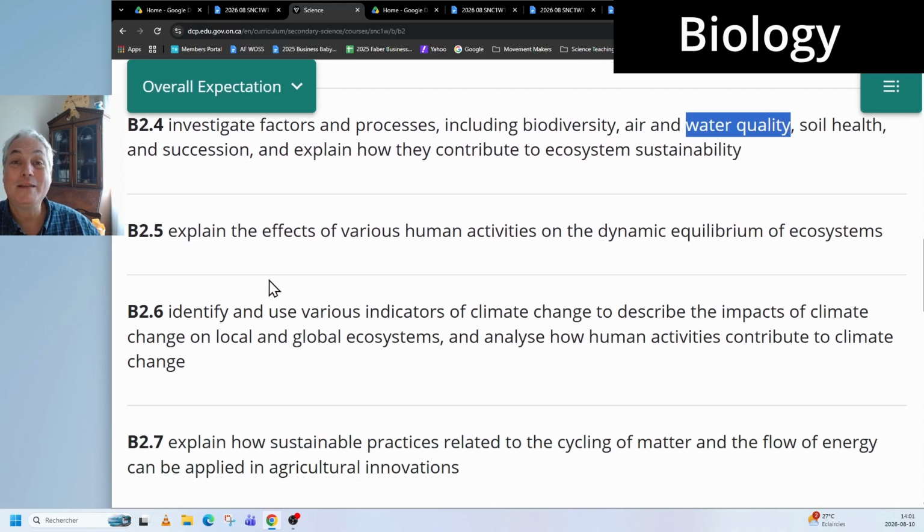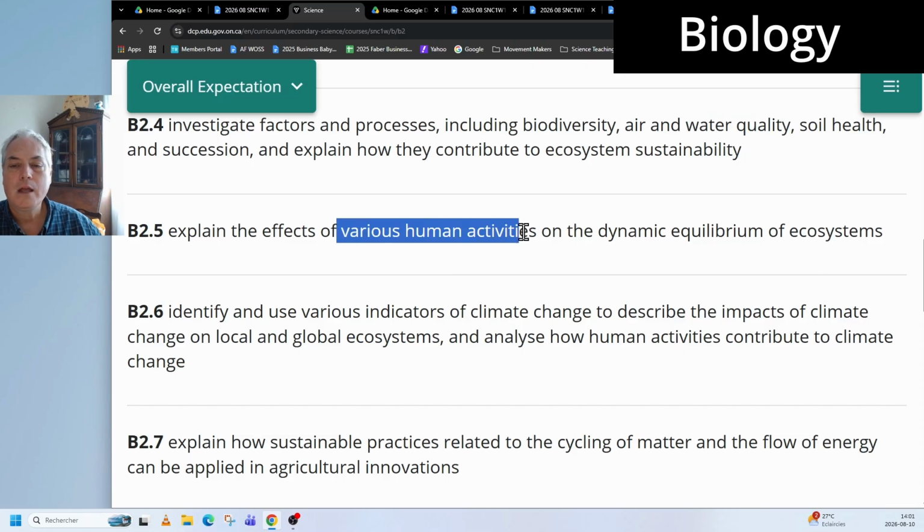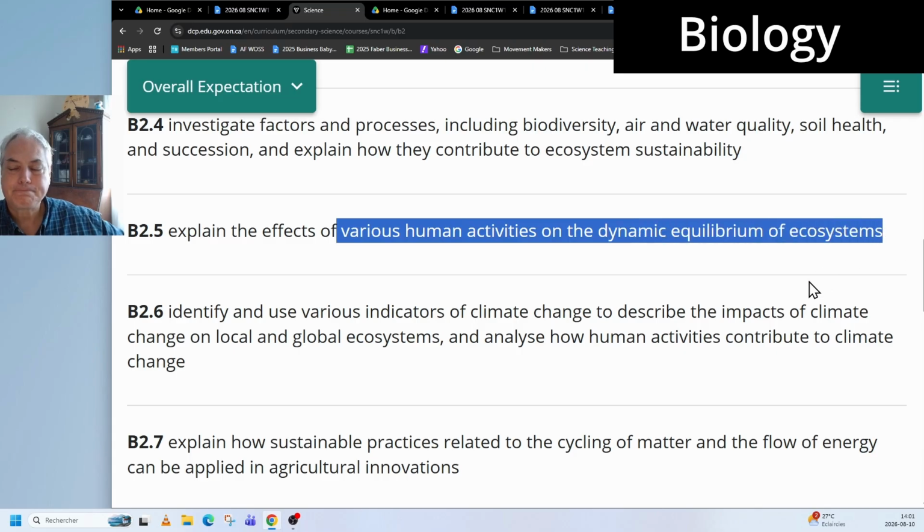Next one, we have B2.5, explain the effect of various human activities on the dynamic equilibrium of ecosystems. So for this one here, we're going to look at the idea of urban sprawl. We will also look at how we have the world population increasing, which means that we have more need for room, for food, and there's more waste being created, and we need more clean water. And this can bring some disequilibrium of different ecosystems.